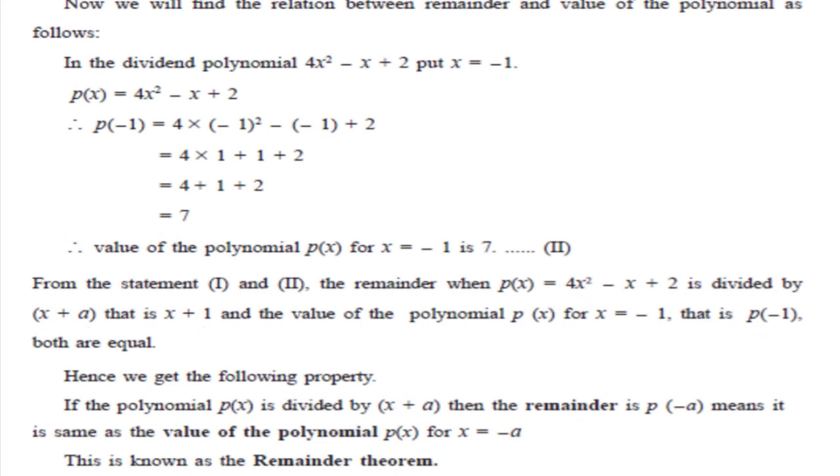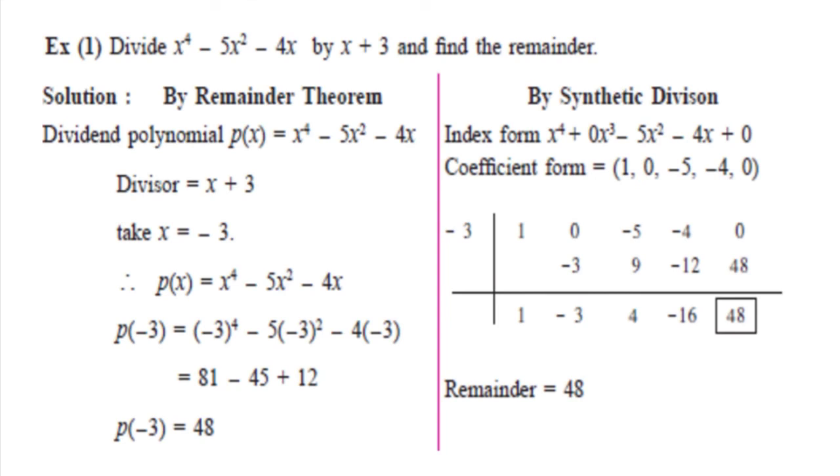Now examples: divide x raised to 4 minus 5x square minus 4x by x plus 3 and find the remainder. तर हे एक्झाम्पल आपण रिमाइंडर थिरम आणि सिंथेटिक डिव्हिजन या दोन्ही पद्धतीने सोडवणार आहोत.